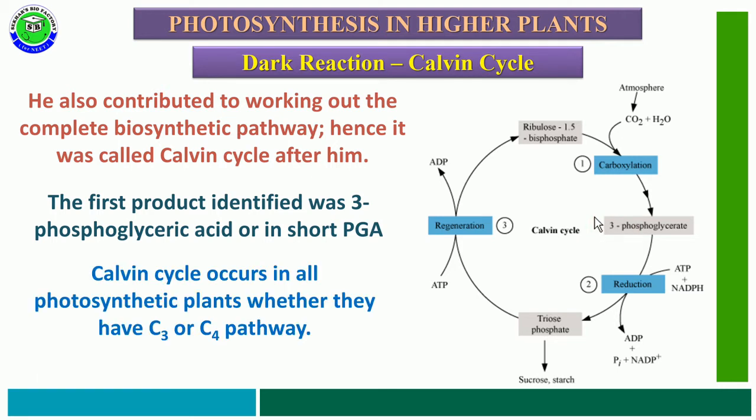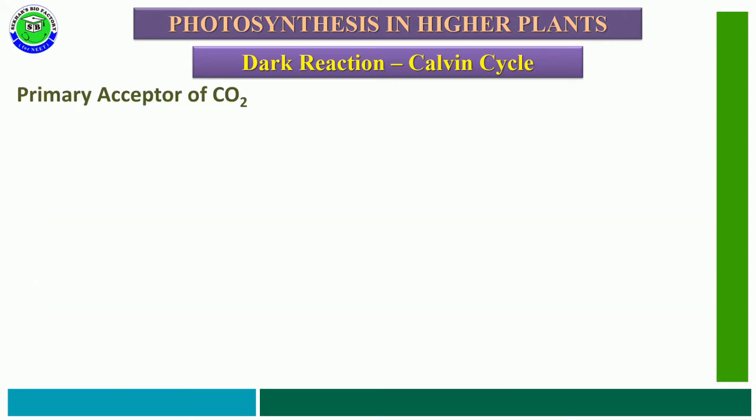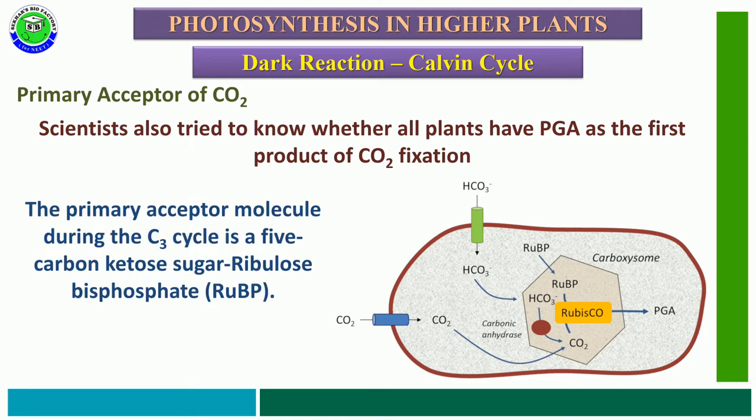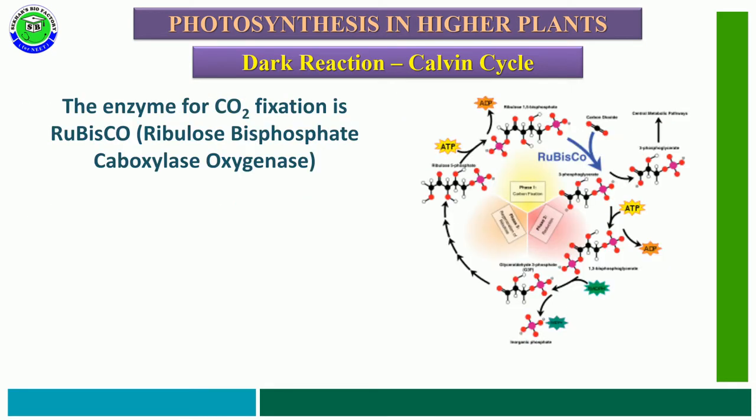The Calvin cycle occurs in all photosynthetic plants, whether C3, C4 or CAM plants. The scientists also tried to know whether all plants have PGA as the first product of carbon fixation. The primary carbon dioxide acceptor molecule during the C3 cycle is a 5-carbon keto sugar, named RuBP, also called ribulose bisphosphate. So in the C3 cycle, ribulose bisphosphate acts as the primary acceptor of carbon dioxide.